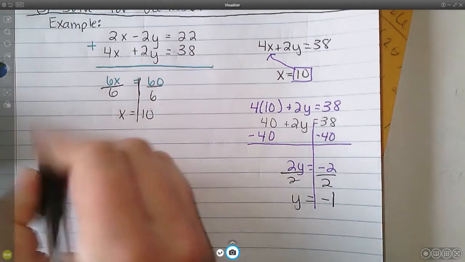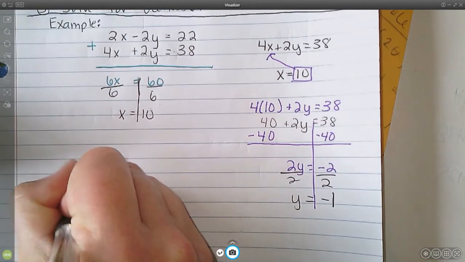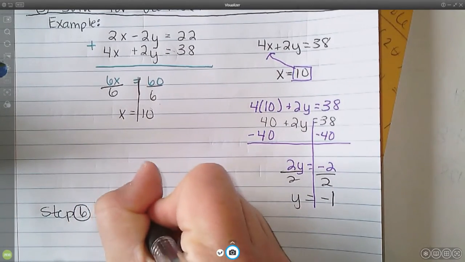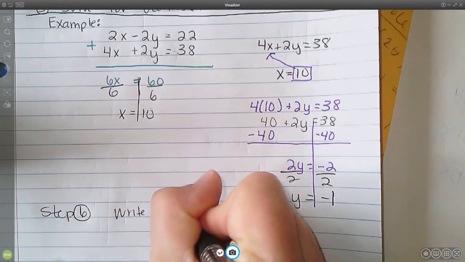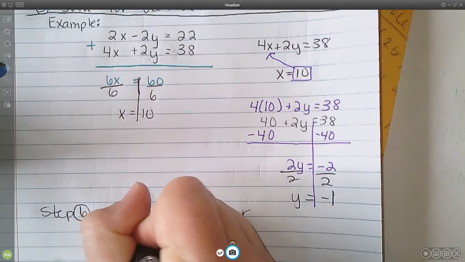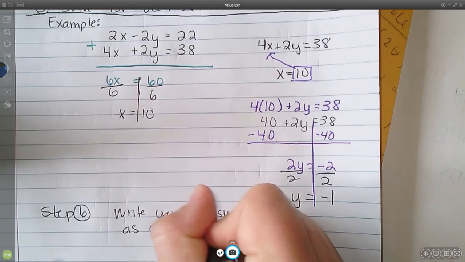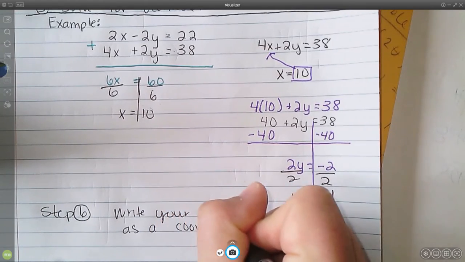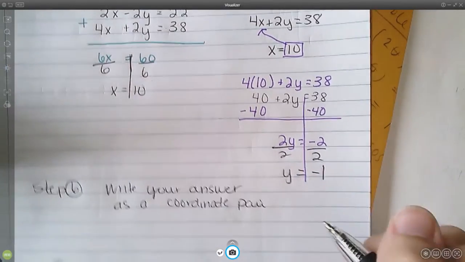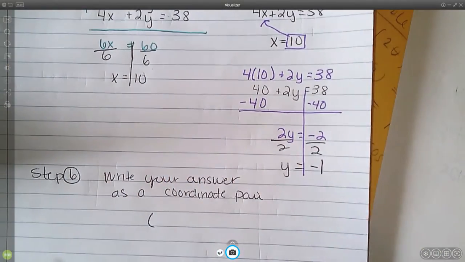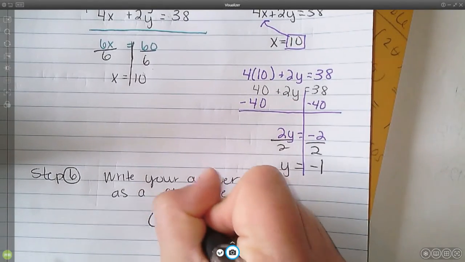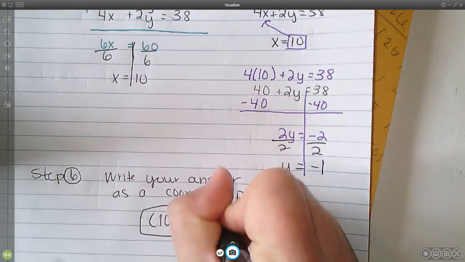And then step 6 is write your answer as a coordinate pair. So our x value was 10 and our y value was negative 1, and we are done.